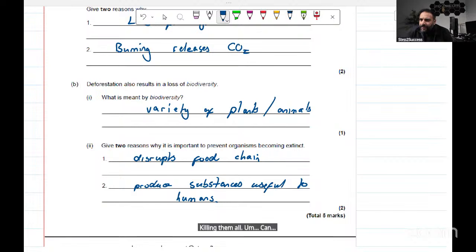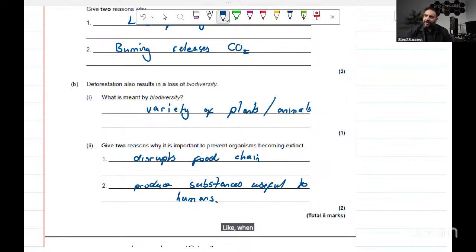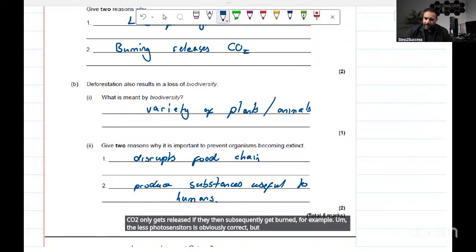Oh wait, hang on, let me read this. If plants get cut off, they release CO2 that they had stored. Well, no. Just because you cut a plant doesn't mean they release CO2. Like when you cut your grass outside, you're not releasing loads of CO2. CO2 only gets released if they then subsequently get burned, for example. The less photosynthesis is obviously correct, but you need to mention the burning. So just cutting a plant doesn't release CO2.